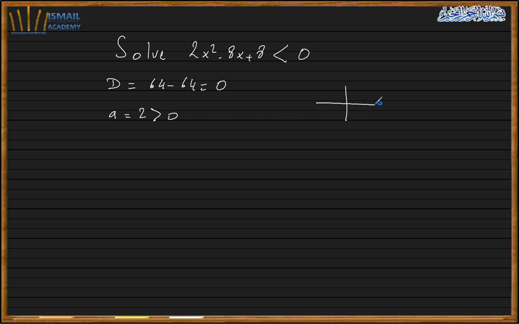So this means the graph touches the x-axis only at one x-intercept, which is here, but they want this expression less than 0. That means they want to find out when this can be strictly less than 0, which is impossible because this is always above the x-axis. That means it's always positive. So there's nothing here that makes this expression negative. So my solution here will be empty. That means there is no solution.